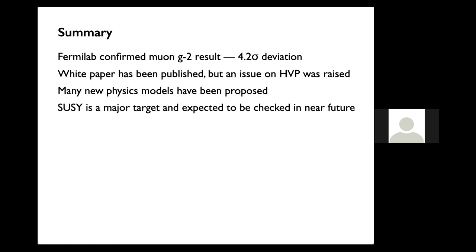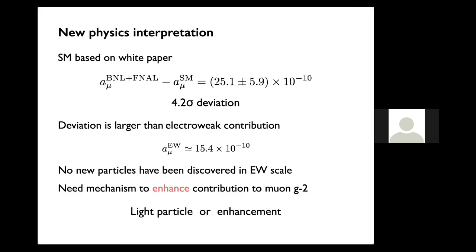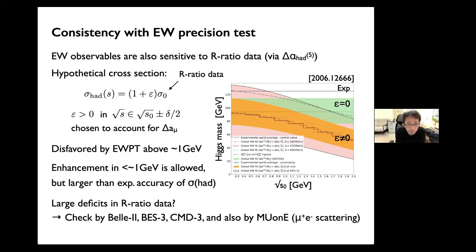Okay, thank you. Endo-san, thank you very much for a very nice and clear talk. I had two questions actually. The first one is about the electroweak precision constraints analysis. Can you tell us what kind of enhancement is required in the region less than 1 GeV to get agreement with the g-2? You said enhancement in the region less than 1 GeV is allowed, but how much is that enhancement? Do you have a qualitative number for this? 1%, 2%?